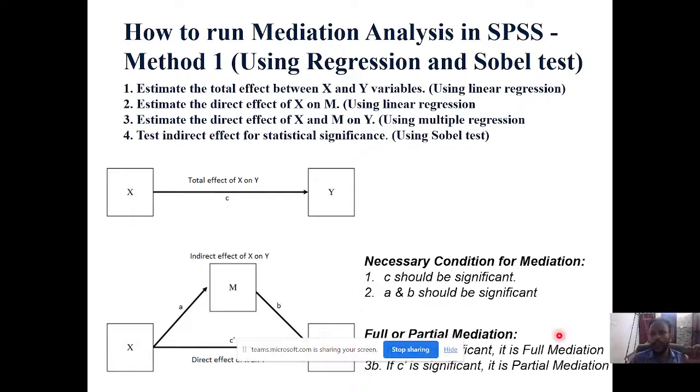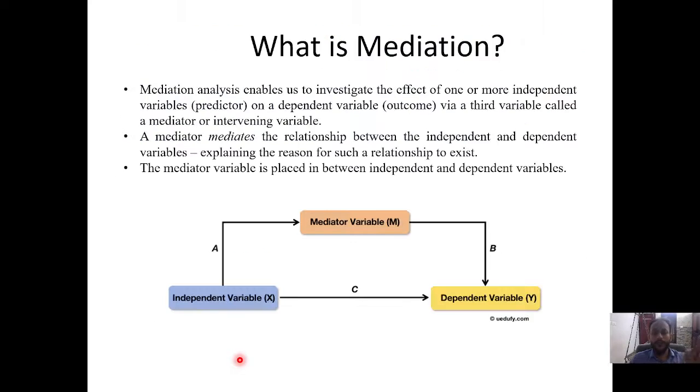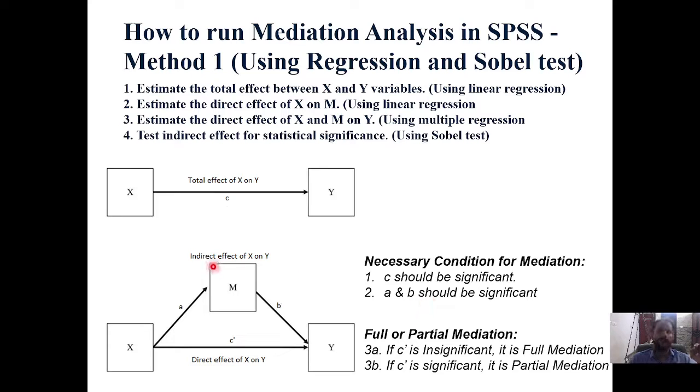Before that, you also need to understand that there is something called total effect, indirect effect, and direct effect. You have to be familiar with these three terminologies if you want to understand mediation. Mediation, as I have told you, is a mediator placed between the independent variable and the dependent variable. When you place a mediator, it explains the reason for the relationship between X and Y. So you have to place it like this. Also, you have to draw something called total effect.